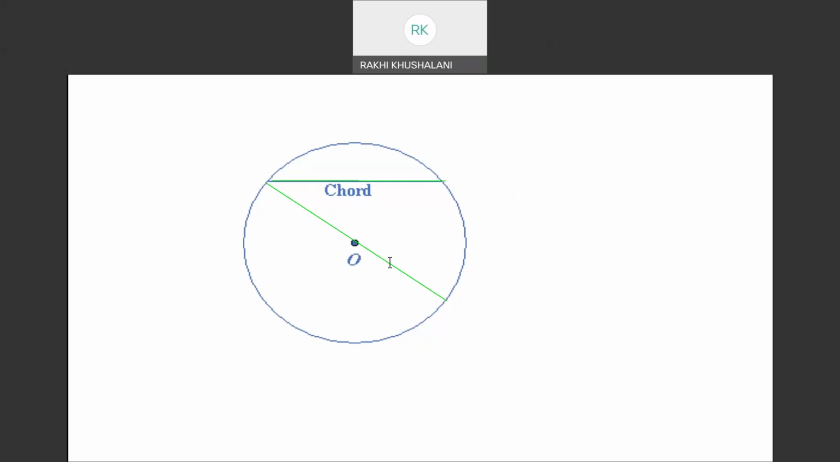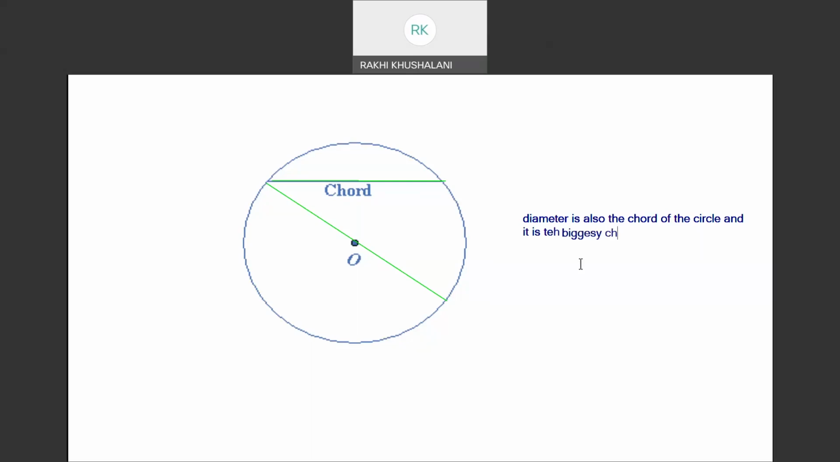Diameter is also the chord of the circle, and it is the biggest.